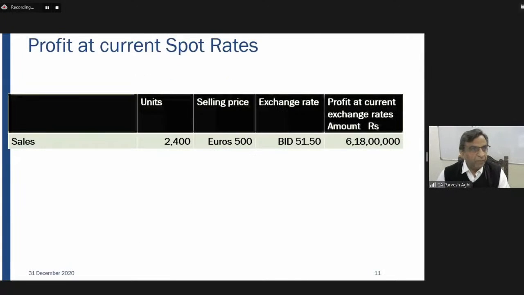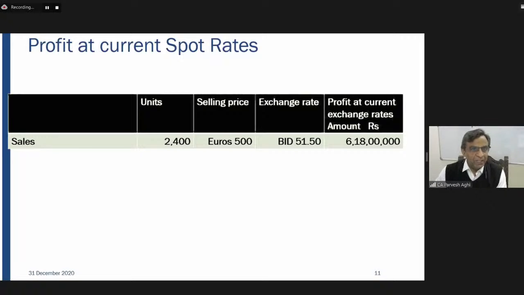Okay, so let's understand profit at the current spot rates. First we'll look at it supposing he had realized his money at the spot rates at the time he did all these transactions. Suppose he would have got the money at that time, but he's supposed to get it after 6 months. But we are trying to work out what he would have received as per the spot rates. Then you know that the units are 2,400.